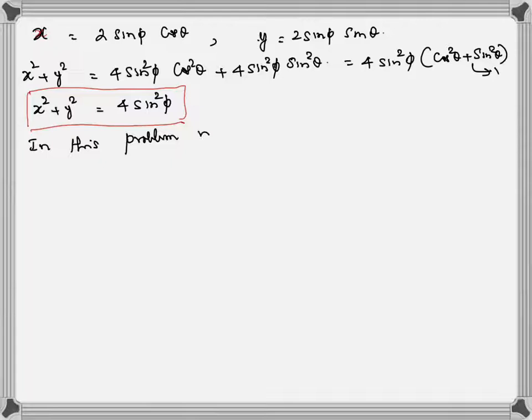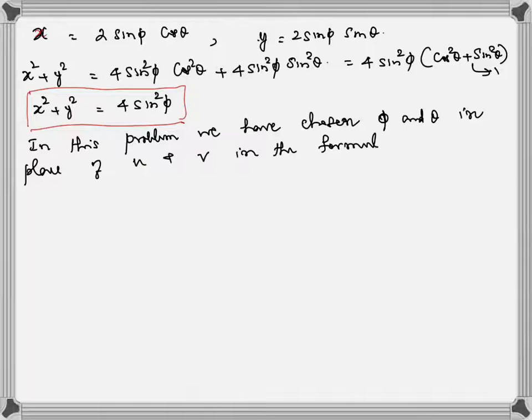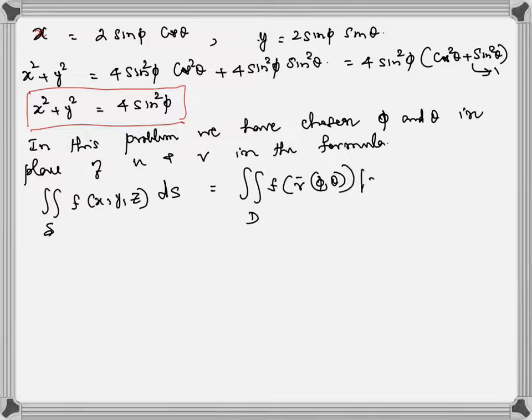So in this problem, we have chosen phi and theta in place of u and v, the parameters, in the formula. So it is the double integral over S of f of x, y, z dS equal to the double integral over D of f of r of phi comma theta, which is the parametric form, then dS is the absolute value of r sub phi cross r sub theta dA, which is the length of that vector.